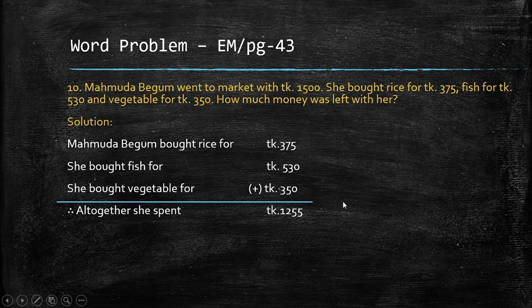But how much taka did she take with her? She took 1500 taka. So there's some money she has left, right? So how much money did she leave here? She has left taka 1500 minus 1255, and the answer is 245. So this 245 is the money that was left with her, right?